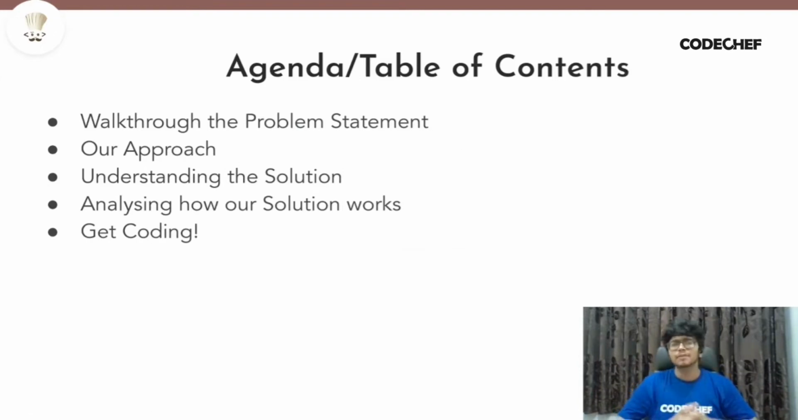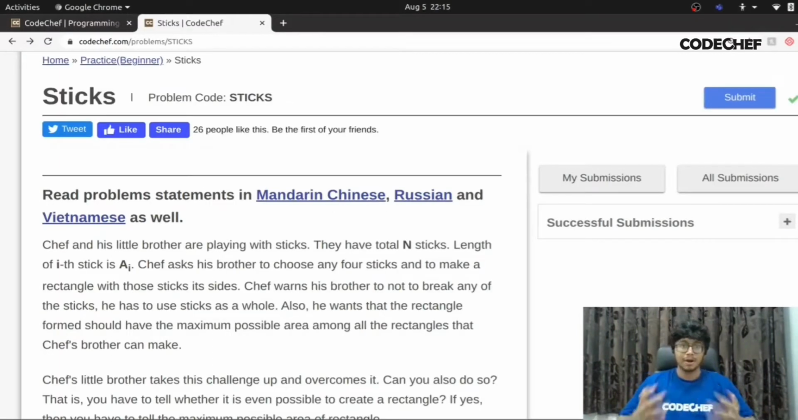So our agenda for today is going to be, we're going to walk through the problem statement, then we're going to look at our approach, we would understand how our solution is working, we'll analyze our solution, and finally we'll get our hands dirty and start writing some code. Alright, so now let's look at the problem statement and see what we have in store.